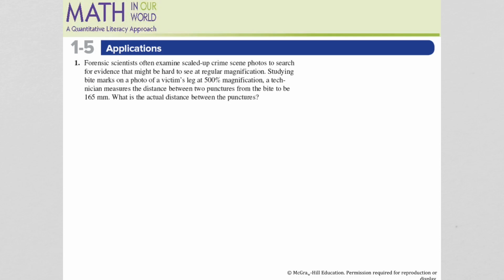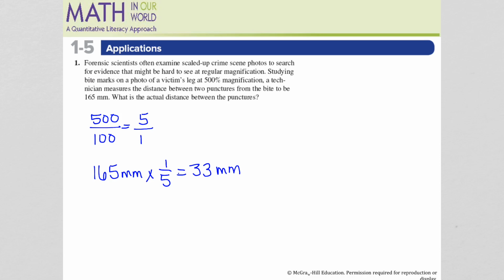Okay, so we know the magnification is 500%. 500% is the same as 500 over 100, or 5 to 1. Okay, so we've got 165 millimeters on the photo. And the photo is bigger, so we're going smaller. So we're going to multiply by 1 over 5. So the actual size between these bite marks is 33 millimeters.